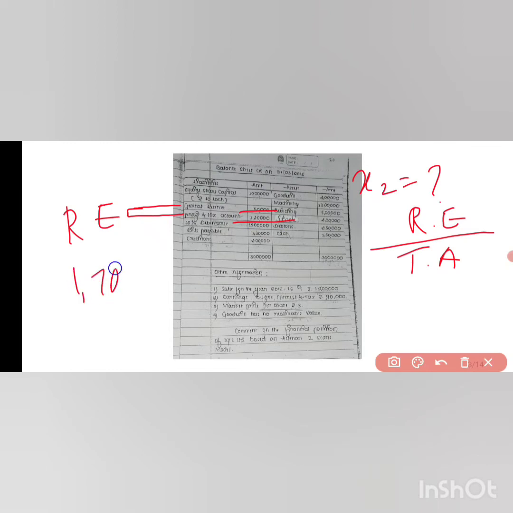1,70,000 will be our retained earnings, right? And the total asset we just calculated is 26 lakh rupees. So 1,70,000 divided by 26 lakh, you will get your X2 value. We will see in the book.